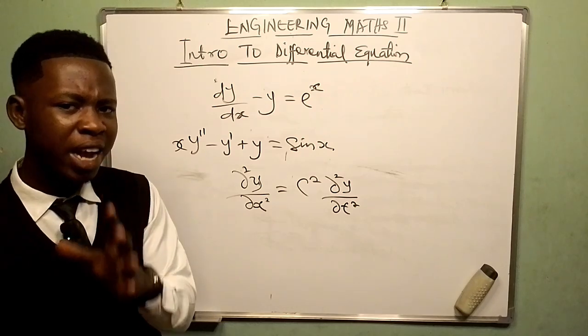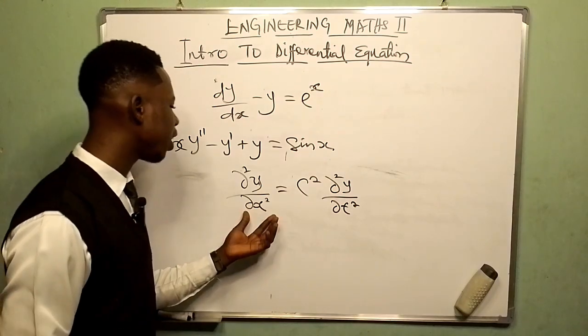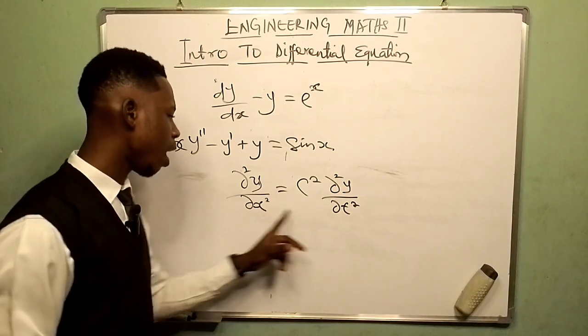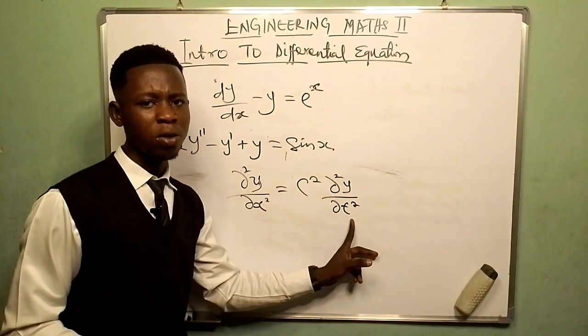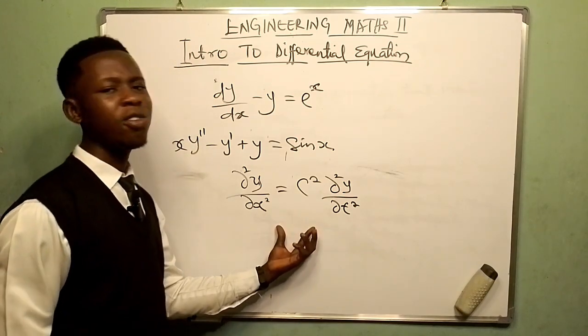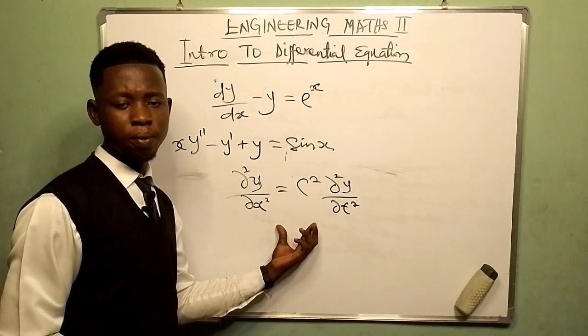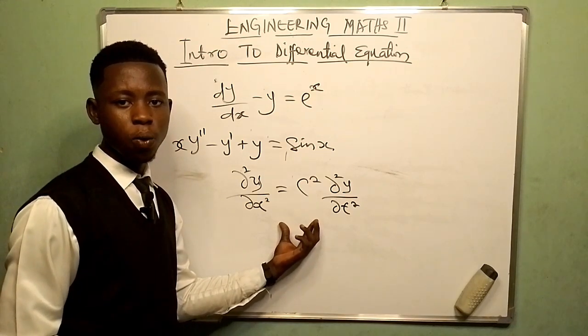Now what are the independent variables? The independent variables are the ones that we can find on the denominator. Now we have x here as an independent variable, and we have t here as an independent variable. Automatically this turns to a partial differential equation.